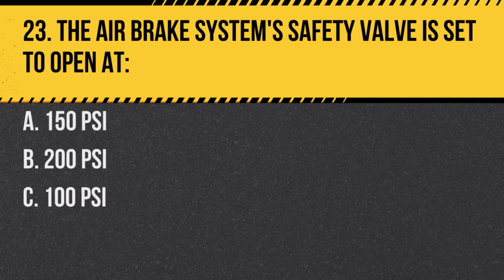Question 23. The air brake system safety valve is set to open at A. 150 psi. B. 200 psi. C. 100 psi. Answer: A. 150 psi. It releases air to prevent overpressurization.